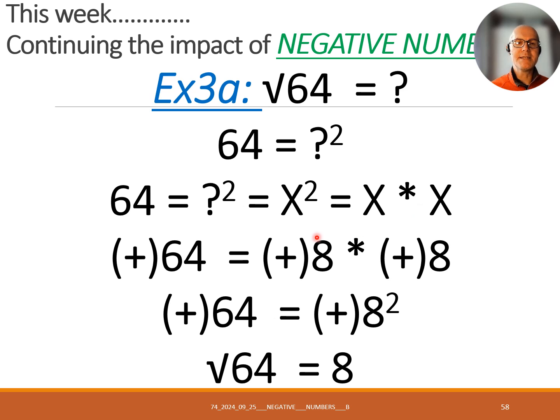Let's put some positive signs in. Positive 64 equals positive 8 times positive 8. We've got a positive number times a positive number gives a positive answer. 8 times 8 equals 64. So the root of 64 equals positive 8, or just 8. However, there's more to it than that.